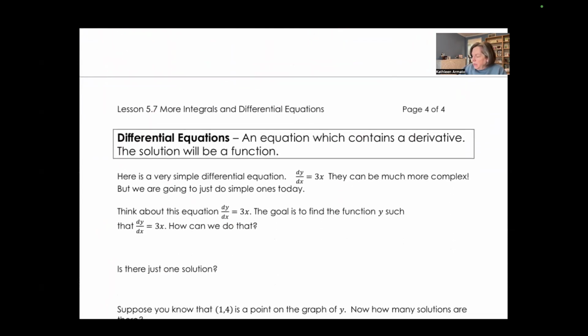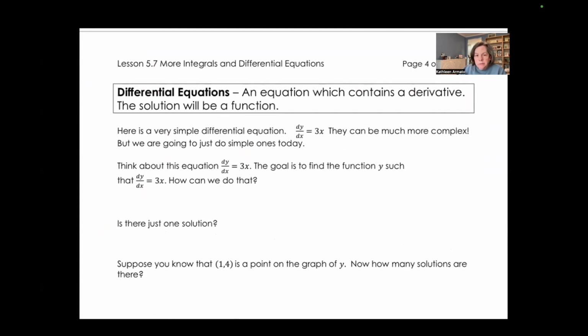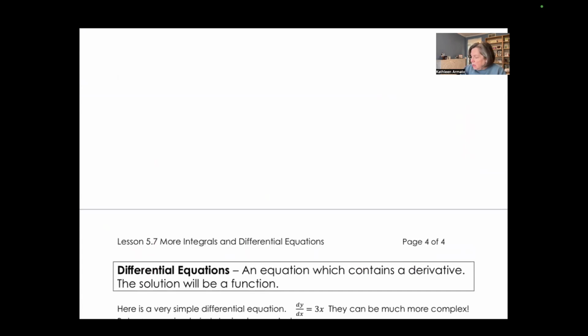All right. What the heck? Changing topics just a tad. Going to talk about what a differential equation is. It's an equation which contains a derivative, and what we're looking for as a solution is the function. Now, these can be really crazy, like y double prime minus 2y prime plus 3y equals 5x minus 2.